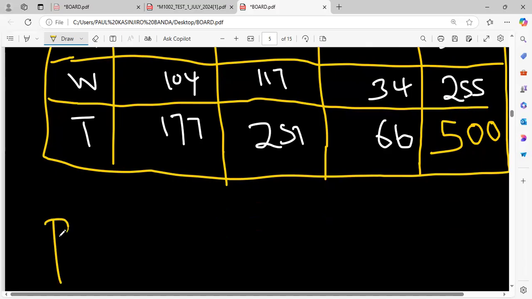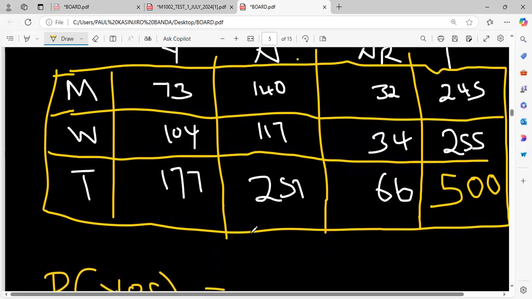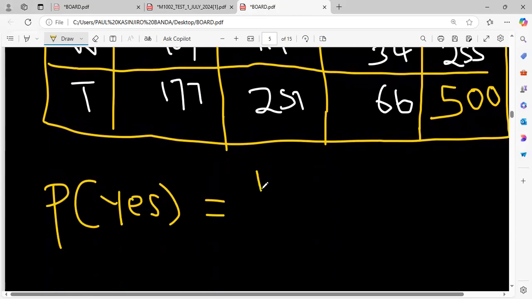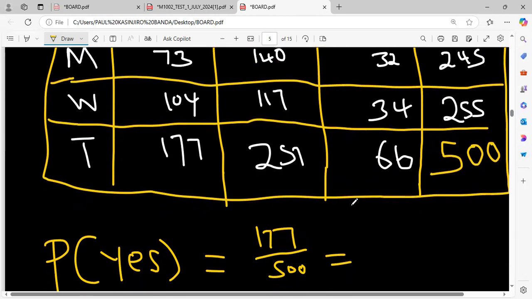So the probability of saying yes will just be equal to the total of people that said yes. When you come to this column for yes, the total is 177. Then we're going to divide this by the total workers that we have, which is 500. So this is going to be equal to 177 divided by 500.